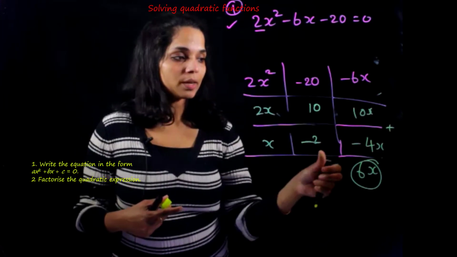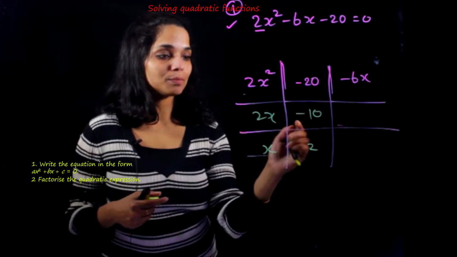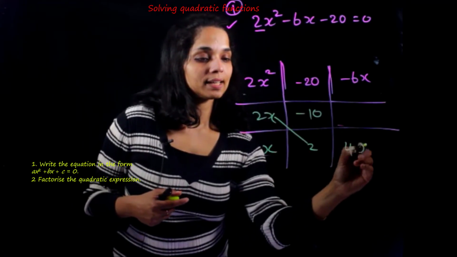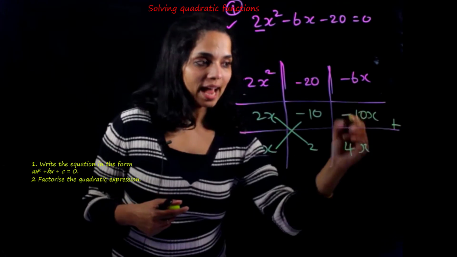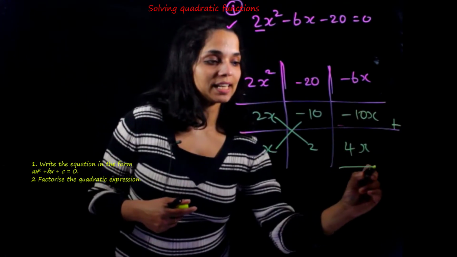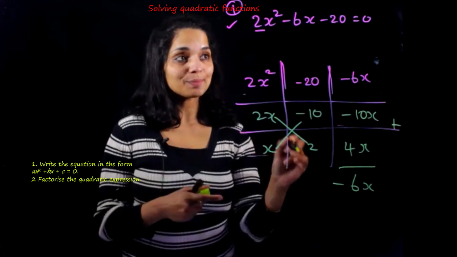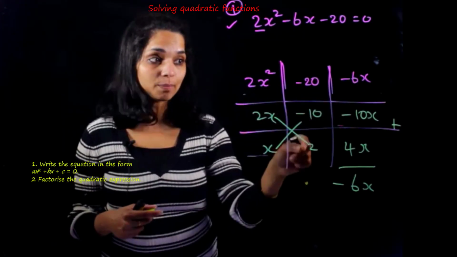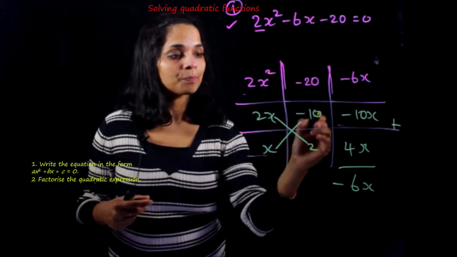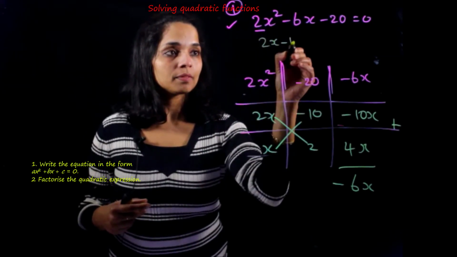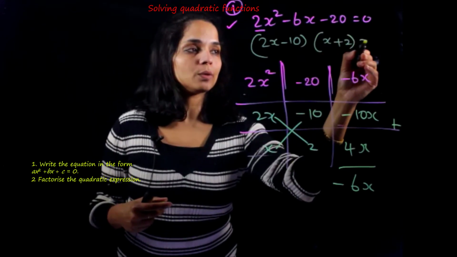So this doesn't work. So let's now try minus 10 and 2. Okay, 2x times 2 is 4x and x times minus 10 is minus 10x. Then we add them: minus 10x plus 4x is minus 6x. Okay, so that's perfect. So this is the right combination for minus 20. So the factors of this quadratic expression are 2x minus 10 times x plus 2 equals 0.